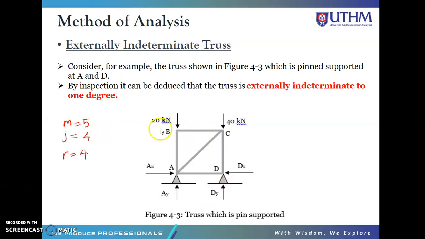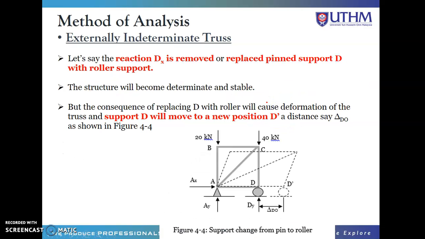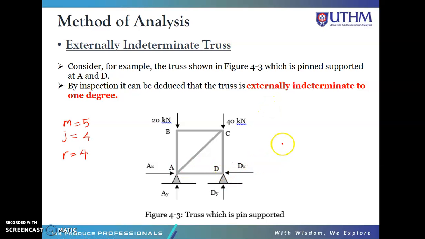Okay, so for this truss, kita akan dapat M dia adalah 5 dan M equal to 5. So, J is equal to 4, whereby the ratio is 2 plus 2. So, it becomes 4. Okay, so in this case, it shows that R is 4, which is greater than the number of 3 equilibrium equation. Alright, so the number of degree is 1 degree.